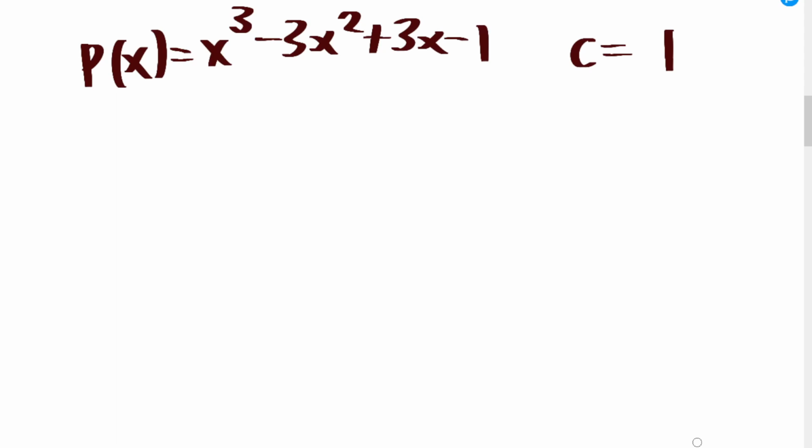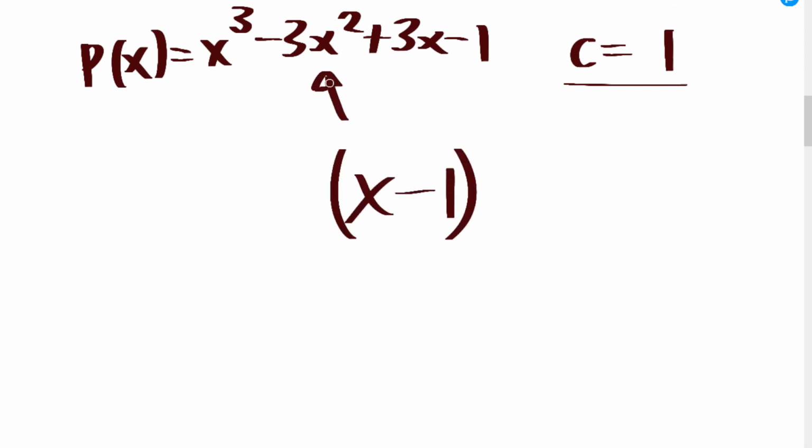Now, to do this, we can assume that if it's a factor, it will theoretically be easy to make into a zero. If we have c equals 1, we can assume that probably x minus 1 is going to be a factor of this. But we need to double check. And the way that we can double check is by using synthetic division.